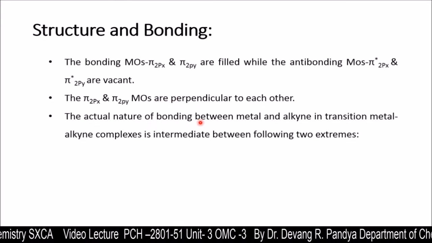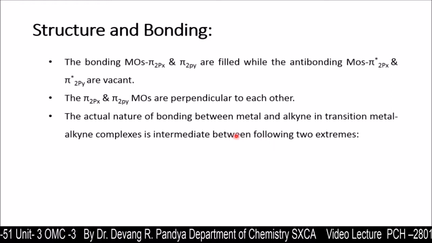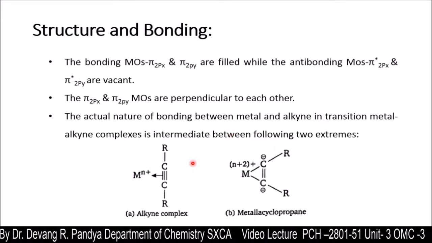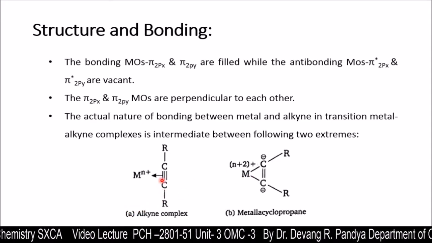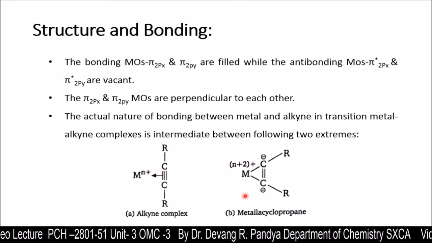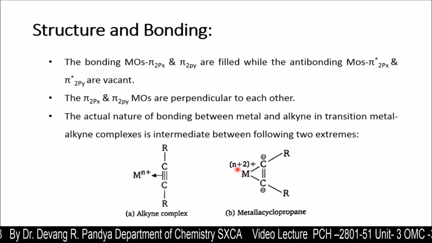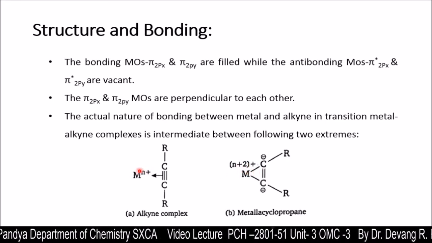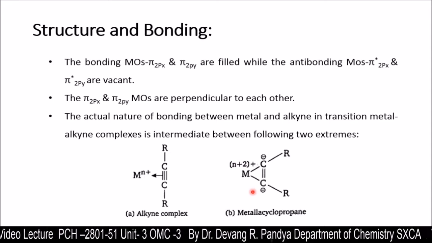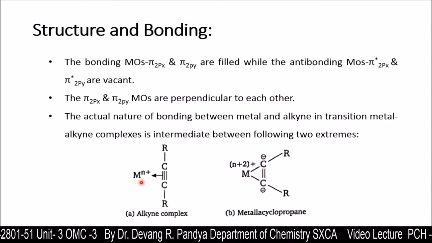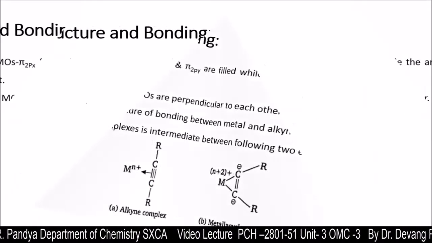The actual nature of bonding between the metal and alkyne in transition metal alkyne complexes is intermediate between these two extremes, and hence we're going to get these two kinds of metal alkyne complex: A, where the metal alkyne complex is quite similar to the alkene, while B, you can see, is going to attach with the metal in this form, as Mn+2 metal ions, and the Mn+ metal ion is in alkyne form. So here is the metallacyclopropene, so cyclization would be there, and here a simple alkene complex would be there. So two kinds of bonding are possible in the case of metal alkyne complexes.